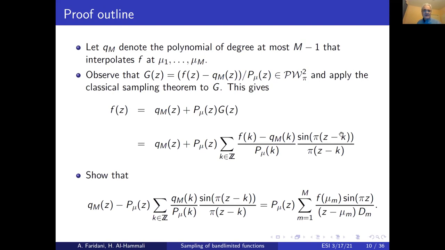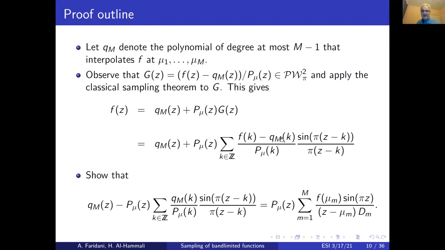So let's briefly discuss some ideas of the proof. We look at QM, which is the polynomial of degree at most m minus 1 that interpolates the function at the additional sampling points. Then a key observation is that the auxiliary function capital G of z, which is f of z minus QM of z divided by p mu of z, is in the Paley-Wiener space, and we can apply the classical sampling theorem to it. If we do this and solve again for f of z, we get f of z is represented as QM of z plus p mu of z times G of z. G of z is now represented by the cardinal series, which gives this expression for f.